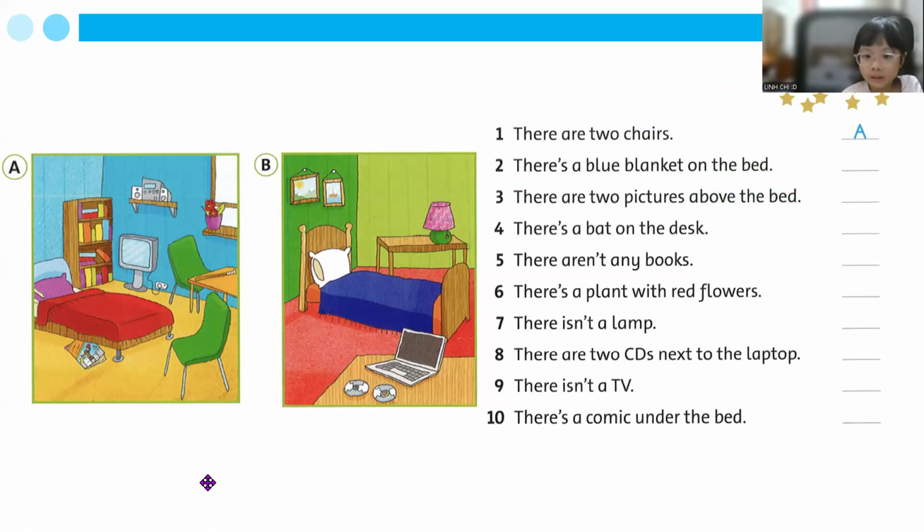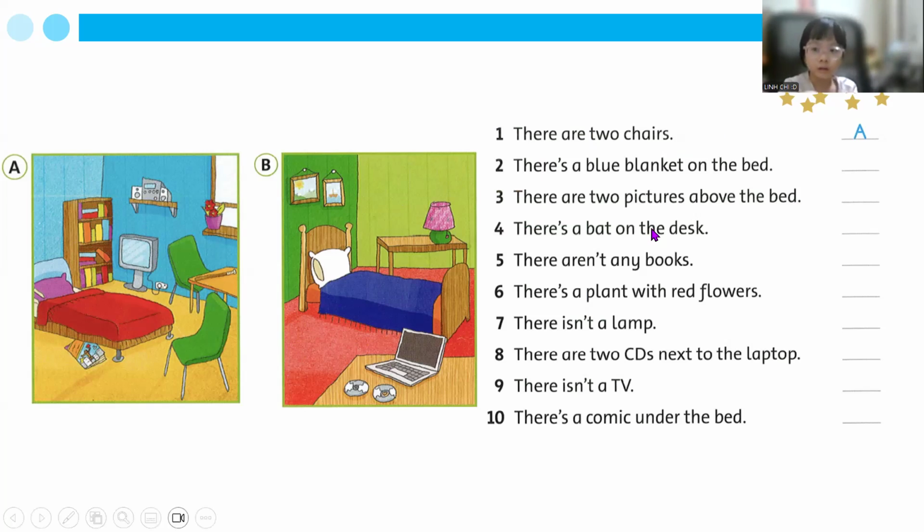Now let's look at the example. There are two chairs. So in which picture does it have two chairs? Picture A. That's right. What about number two? There's a blue blanket on the bed. What picture is it? Picture B. Very good.